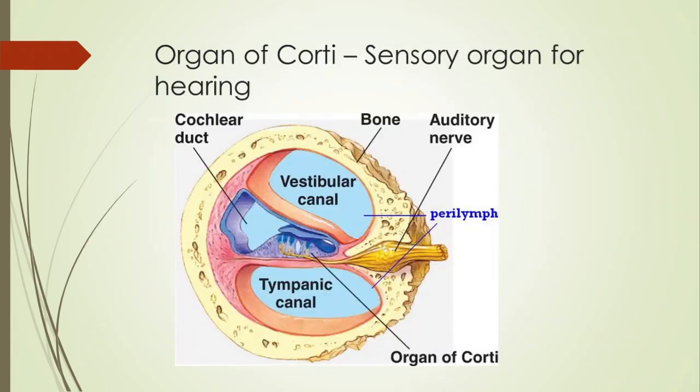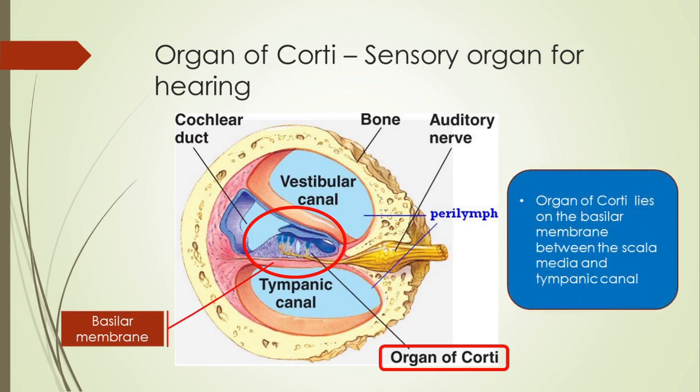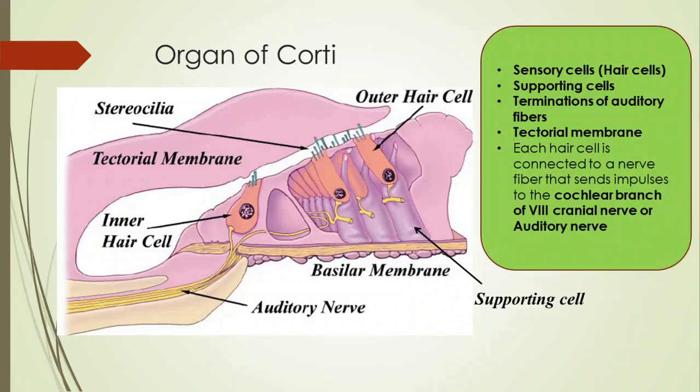The group of cells specially concerned with hearing are located in the scala media or cochlear canal. These cells form the organ of Corti. Here you see the cross section of cochlea and you can see the three canals: vestibular canal, cochlear canal and tympanic canal. The organ of Corti is located in the cochlear canal or scala media. The cochlear canal and tympanic canal are separated by a membrane called basilar membrane. Organ of Corti lies on the basilar membrane. Here you can see the organ of Corti lying on the basilar membrane.